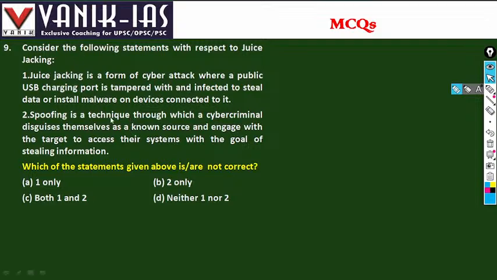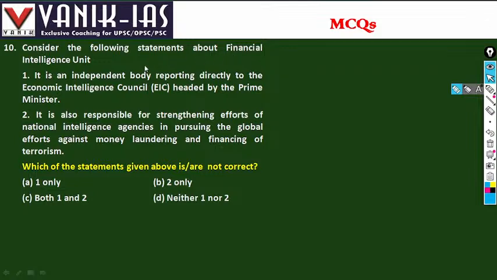So, incorrect is none. Consider the following statements about the Financial Intelligence Unit. It is an independent body reporting directly to the Economic Intelligence Council headed by the Prime Minister. It is also responsible for strengthening efforts of the National Investigation Agency in pursuing the global effort against money laundering and financing of terrorism. Here only 2 is not correct, but 1 is correct. Okay, because FIU reporting is to the Economic Intelligence Council.